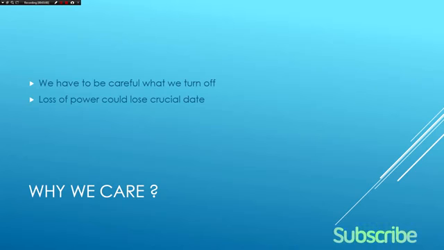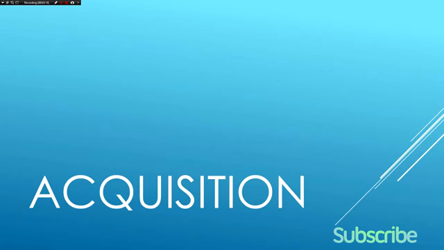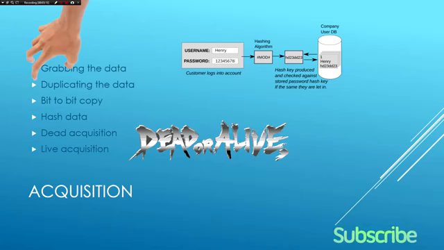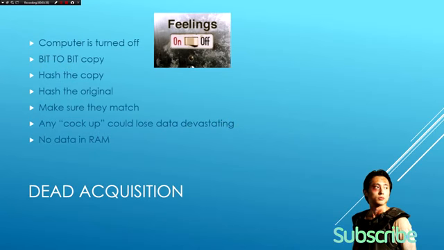Why do we care? Well, if we've got evidence, we want to make sure that if we turn off the computer, we don't lose evidence. We want to keep as much evidence as possible, because turning the power off could lose that crucial data. So the first main stage is called acquisition, and acquisition basically involves grabbing the data. That's one of the main points of acquisition. You've got to do a few other steps, but acquisition, grabbing data, just remember that. I'll talk about the other steps, which are duplicating the data and hashing the data. So, data acquisition.